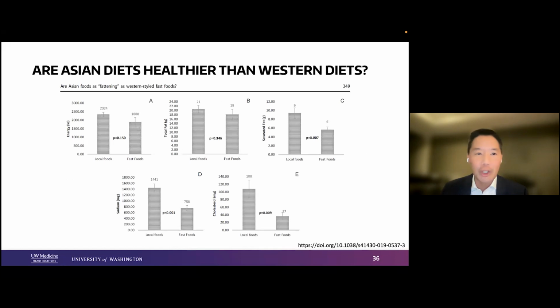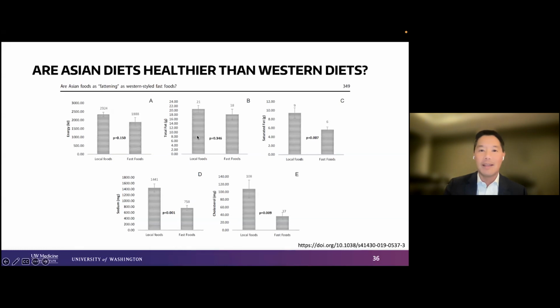What I was mentioning earlier was this question about, are Asian diets healthier than Western diets? So this study was interesting. It was done in Singapore about 2 years ago. And they looked at the local foods that people were eating, and they looked at Western fast foods. And what was interesting is that, first of all, many people in Singapore did not eat fast food, or very infrequently, like 70 to 80% rarely ate or did not eat Western fast food.